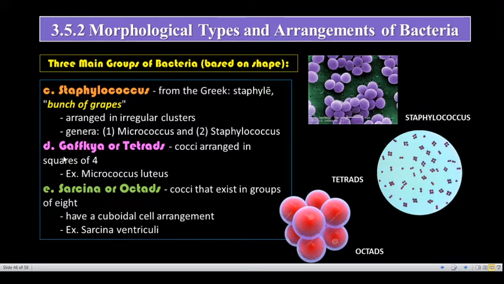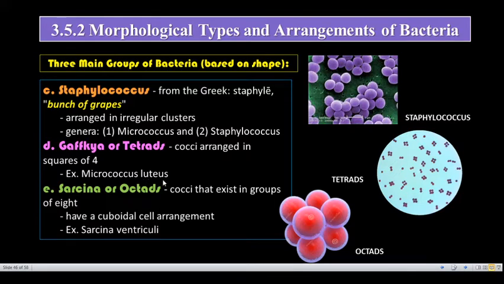Next, you have the tetrads. So these are cocci arranged in squares of 4. Four by four. 1, 2, 3, 4. Okay? One example is Micrococcus luteus. When you say Micrococcus luteus, this is actually an opportunistic pathogen. Okay? It will attack if you give it a chance or if your immune system weakens.